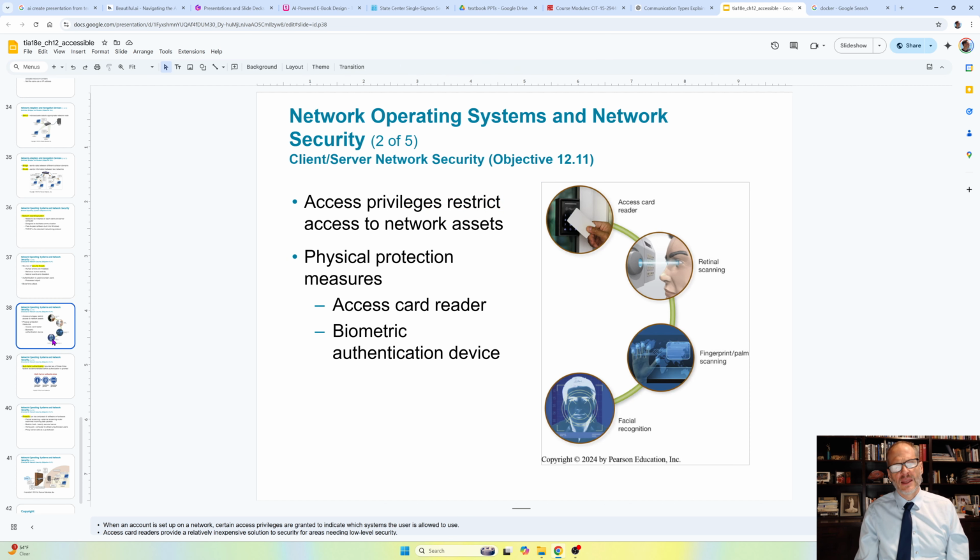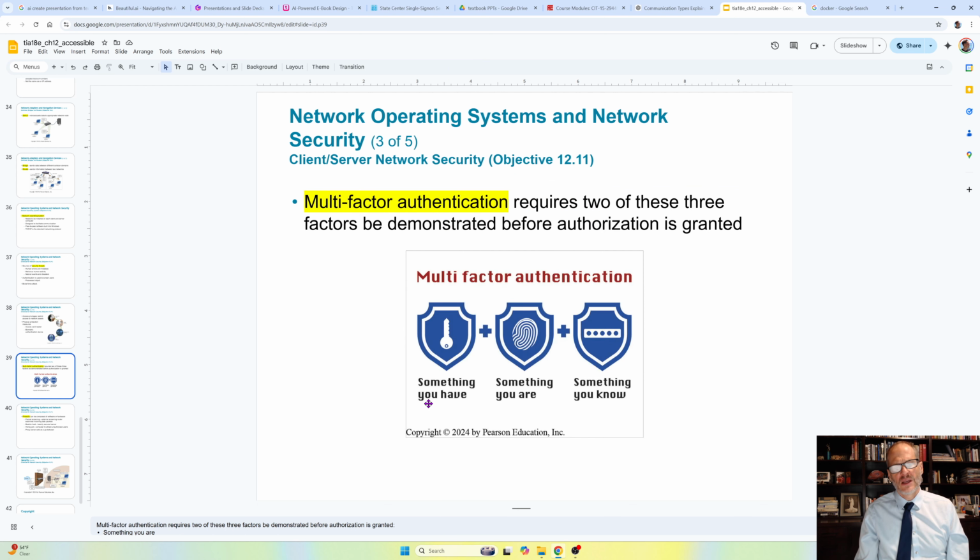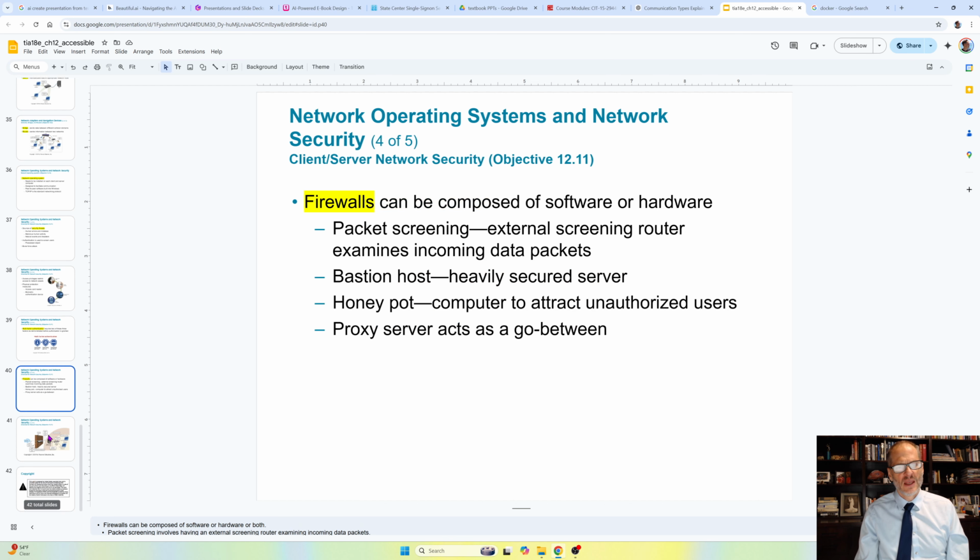So to access a network, you have these 3 ways to authenticate people: something they have, like a key; something they are, like their thumbprint; or something they know, like a password. And you could choose 2 or more of these for multi-factor authentication.